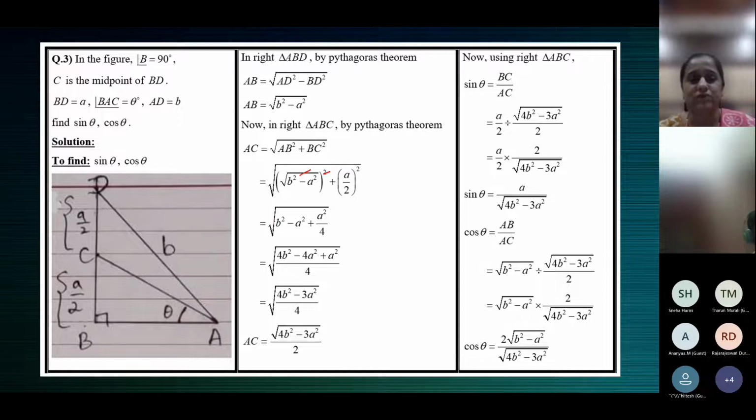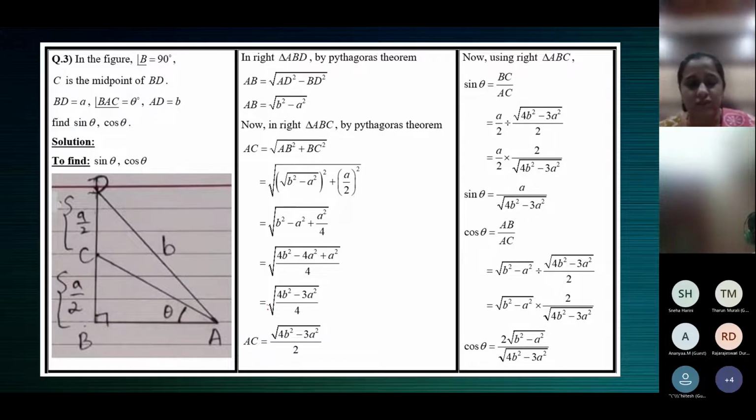Common denominator is 4. So you get 4B square minus 4A square plus A square. Simplifying the like terms, minus 4A square plus A square is minus 3A square. Now 4B square minus 3A square in the numerator and 4 in the denominator. 4 is a perfect square, so you can bring that out of the square root as 2.